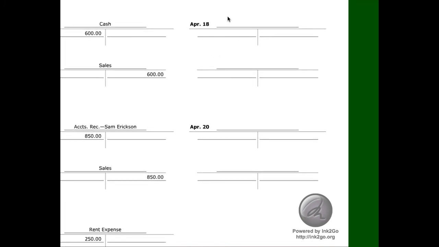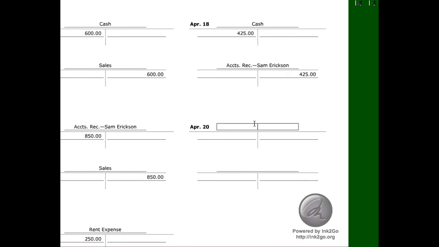Moving on to April 18th, we received cash on account from Sam Erickson, $425. Cash and Sam Erickson are our two accounts. I'm going to put those in here first. Cash is an asset account, and so is Sam Erickson. Therefore, we're trading one asset for another. Since we're receiving cash from Sam Erickson, our cash account is going up by $425, and our other asset is decreasing by $425. So you traded one off, so left side and right side for those asset accounts.